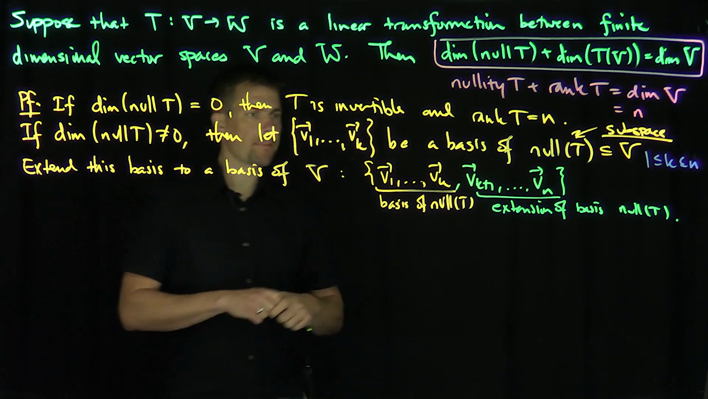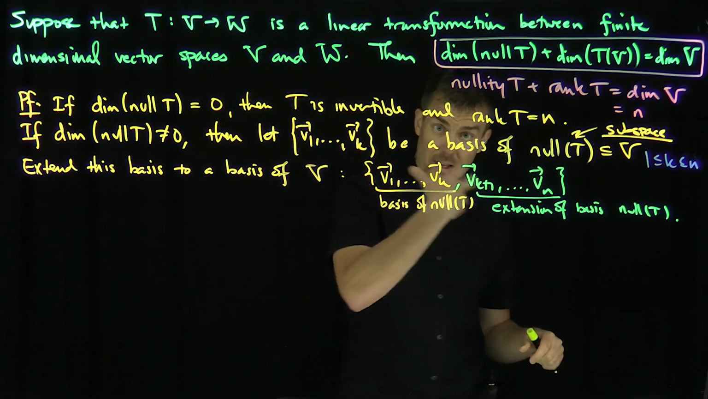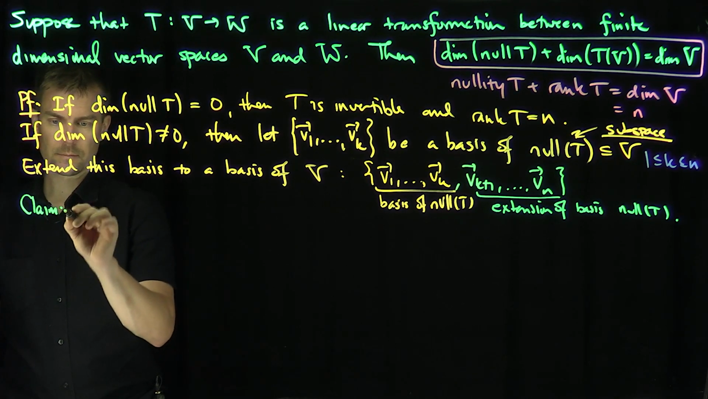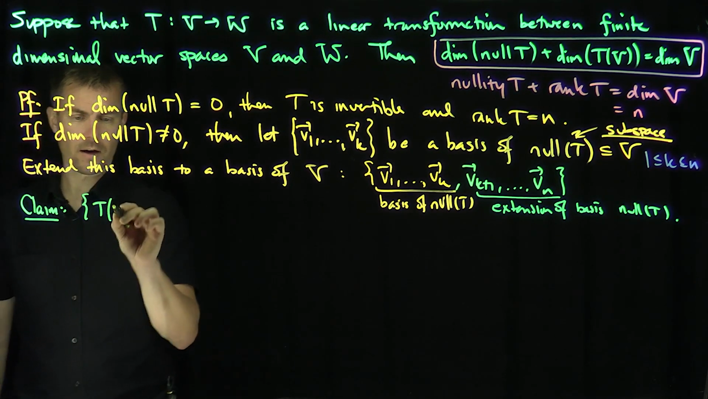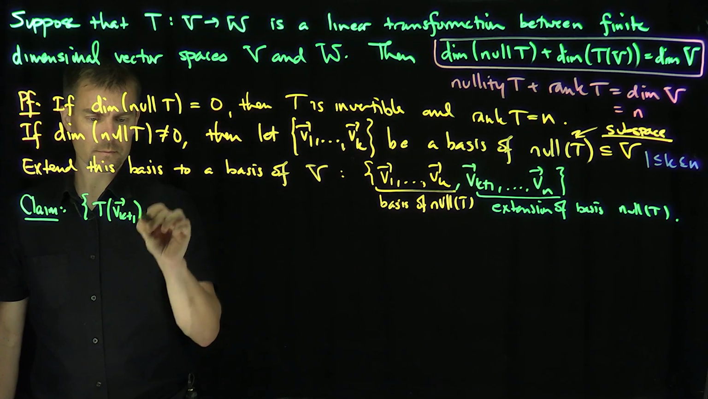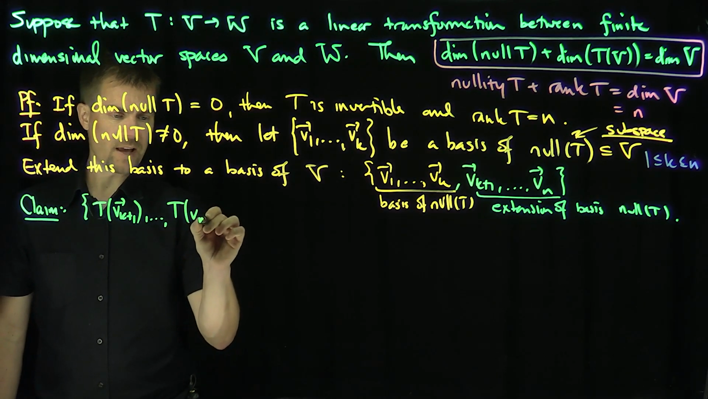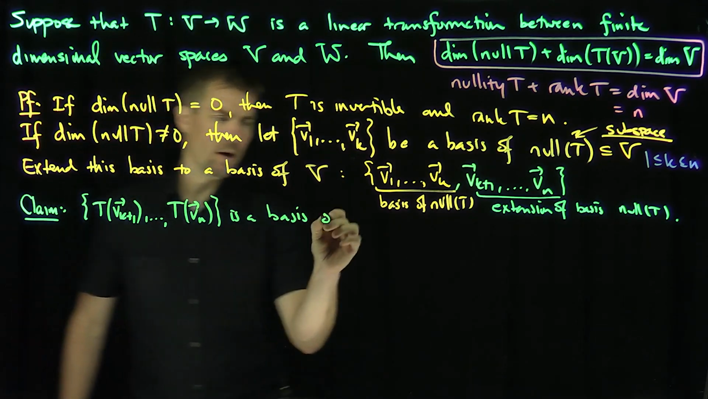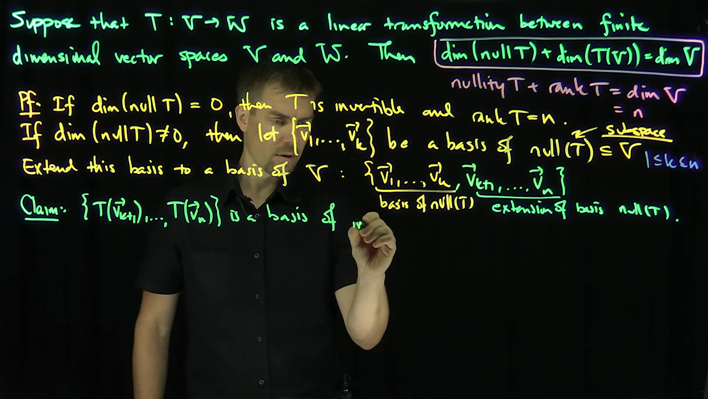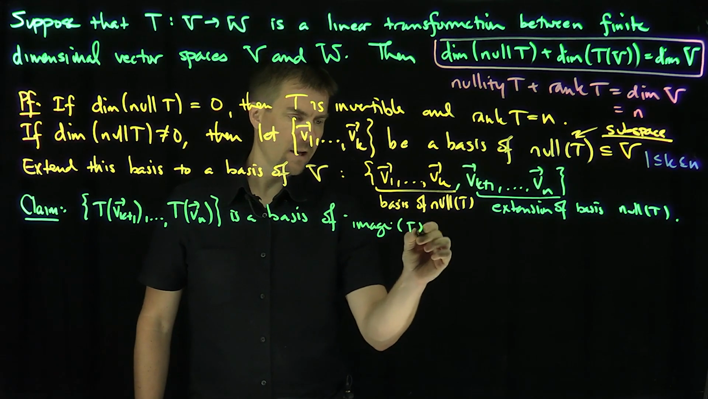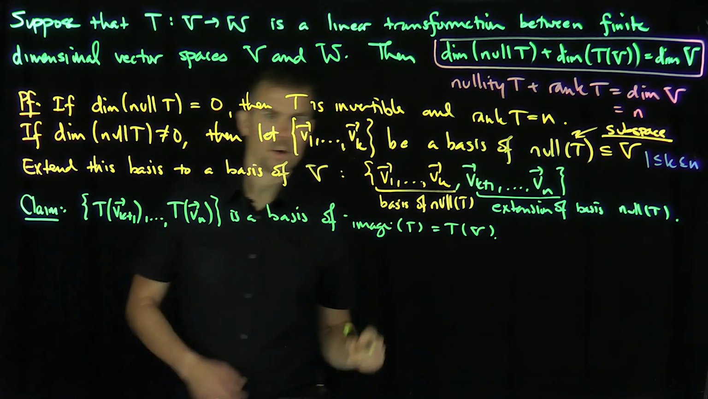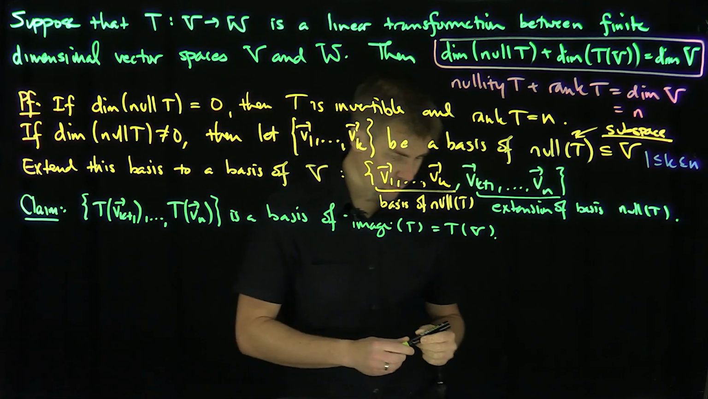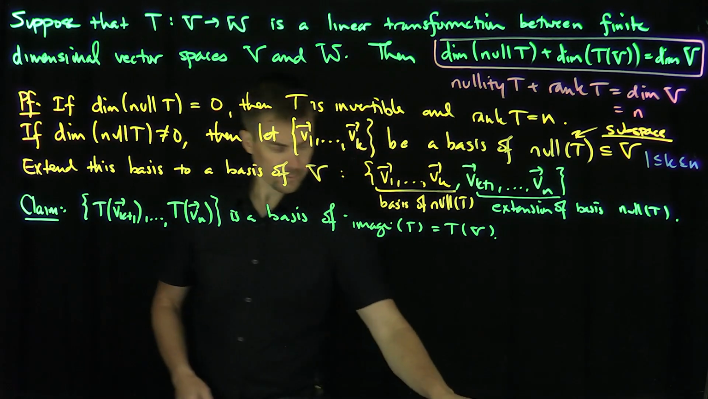And so now I claim that if I look at T of these extension basis vectors, that's going to form a basis for the image. So now our claim is that T of v k plus 1 through T of vn is a basis of the image of T, which of course is just TV. To prove that claim, I have to prove two things: that it spans and that it's linearly independent. So let's do both.